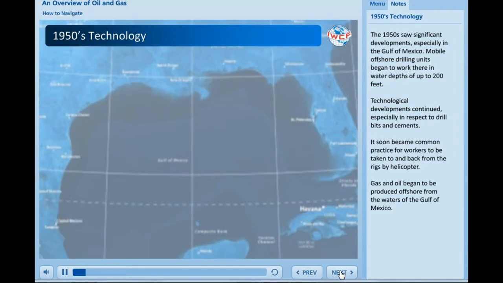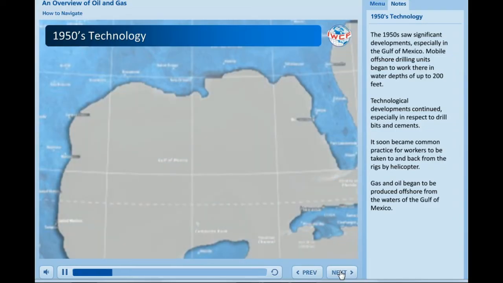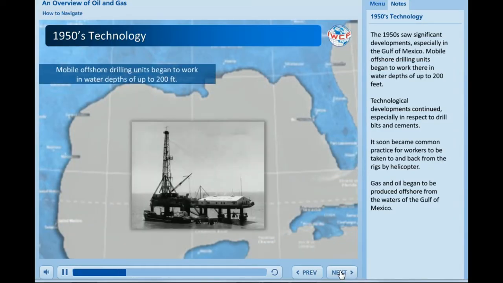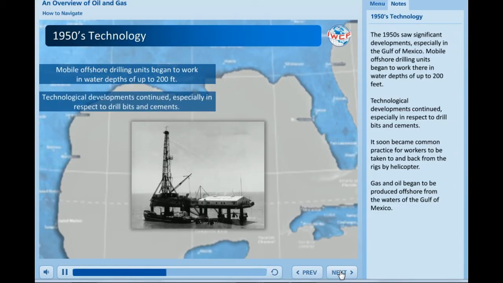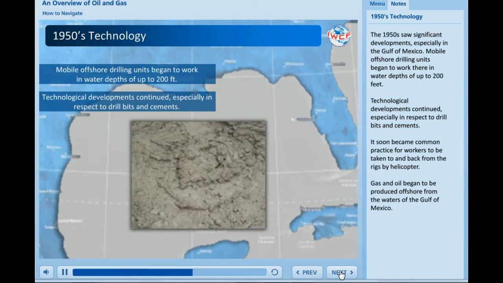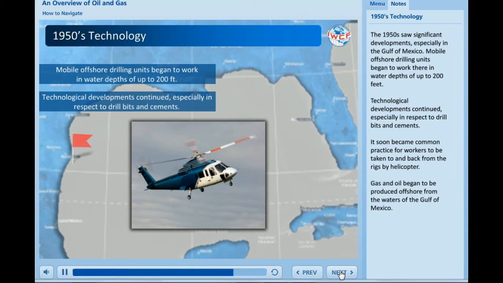The 1950s saw significant developments, especially in the Gulf of Mexico. Mobile offshore drilling units began to work there in water depths of up to 200 feet. Technological developments continued, especially in respect to drill bits and cements. It soon became common practice for workers to be taken to and back from the rigs by helicopter. Gas and oil began to be produced offshore from the waters of the Gulf of Mexico.